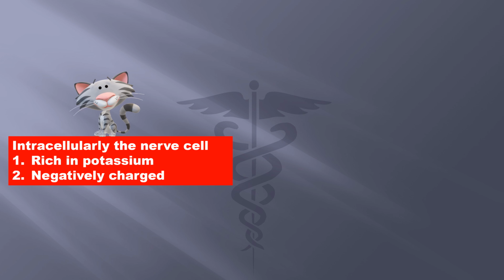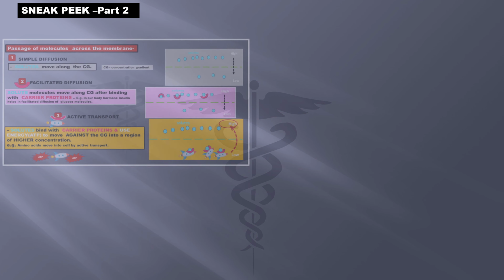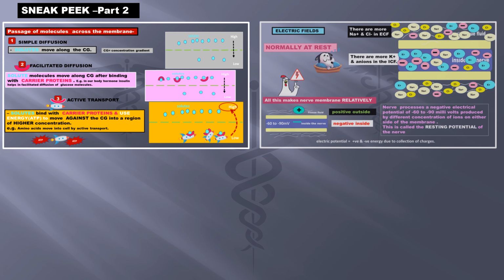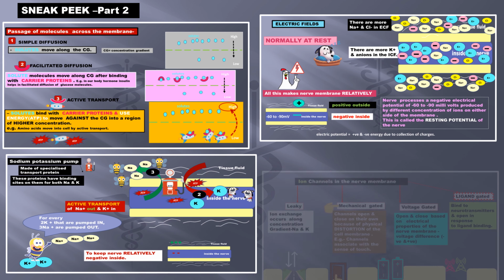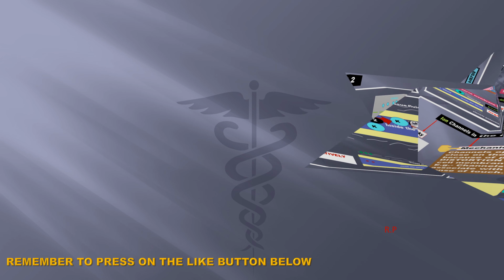Before finishing off this video, I want to put an emphasis on 2 points: 1, intracellularly, the nerve cell is rich in potassium, and 2, it is negatively charged. Here's a sneak peek of the few topics in part 2. Different types of diffusion, formation of electric fields across the nerve membrane, the sodium-potassium pump, different ion channels present in the nerve membrane.